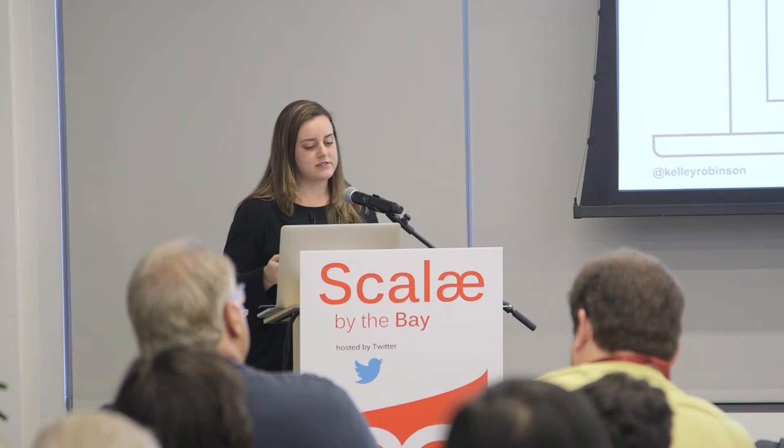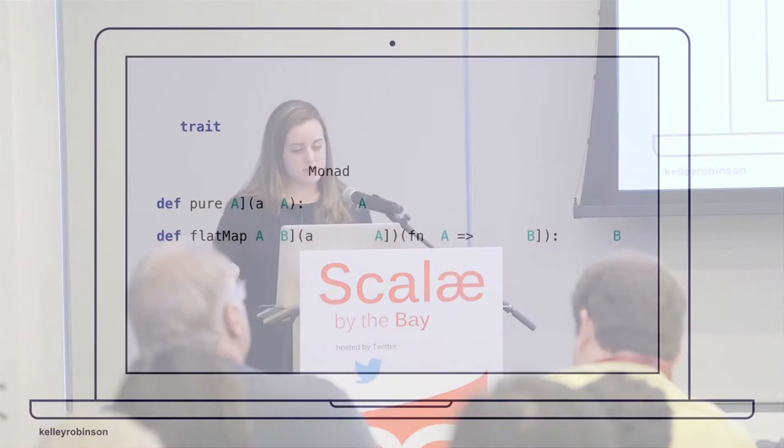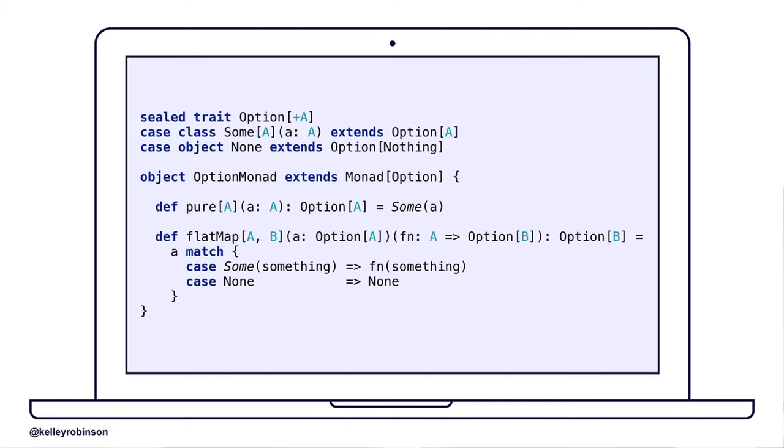So we can look at an example of what a monad is using Scala's Option. Some of you may know that Option is a monad. You might not really know what that means. For a very simplistic overview, this is how we could represent Option as a monad. So it's going to have a pure method. I talked about that lifting into the context.